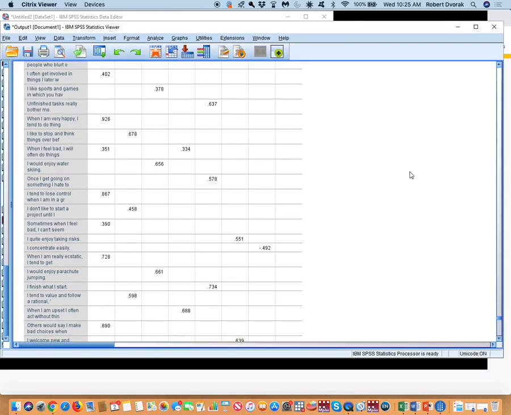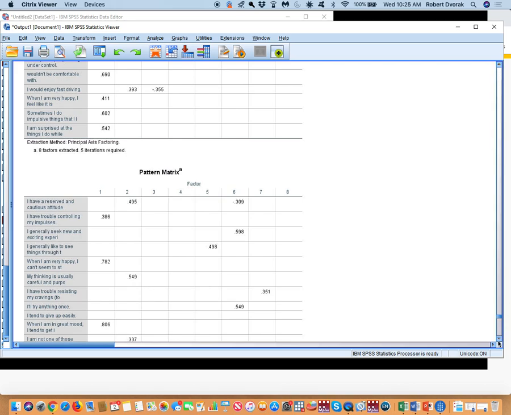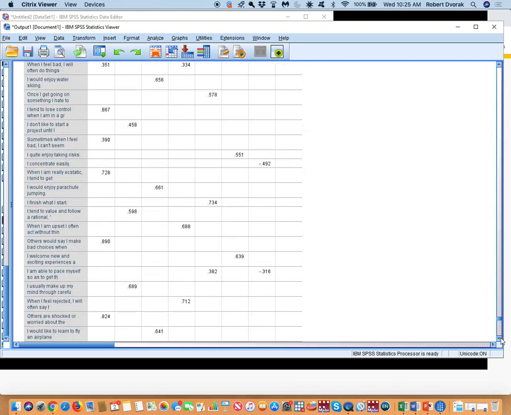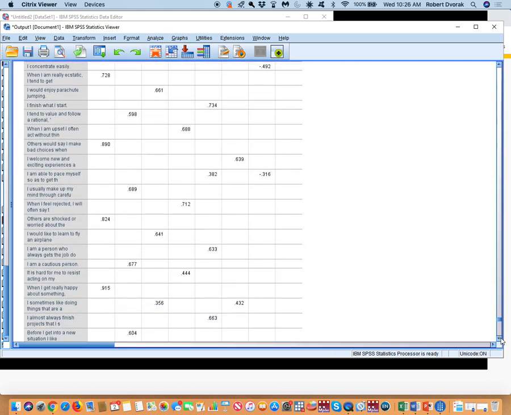So back to our pattern matrix. We have one item that seems to load on two different factors. This item doesn't load the greatest, but it's there. And as we scroll down, what you're looking for is a lot of empty spots, right? Because empty spots indicate that that item tends to be predominantly associated with that factor.